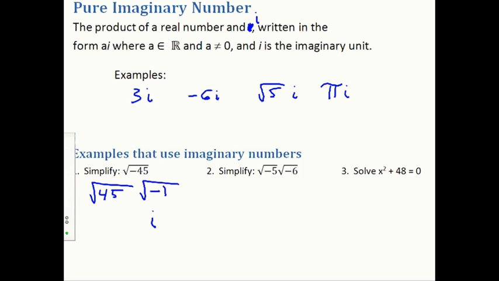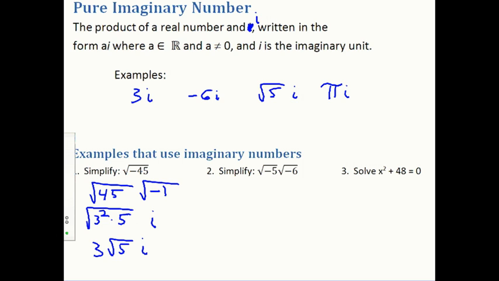Depending on how well you can think through this, we can figure this out. If we factored this, this would be the square root of 3 squared times 5. Square root of 3 squared is just 3. So we have 3 root 5 i. And that would be in simplified form. 3 root 5 i.